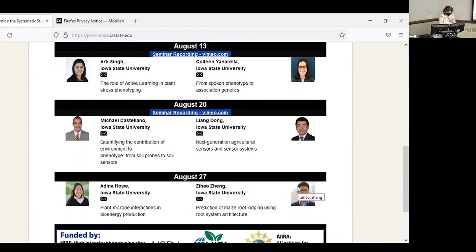Our first speaker is Adina Howe. Adina is an associate professor in the Department of Agricultural and Biological Engineering at Iowa State. She got a BS from Purdue in mechanical engineering and MS in environmental engineering, also from Purdue. Then at the University of Iowa, she got her PhD in environmental engineering in 2009. Adina's seminar title today is Plant-microbe Interactions in Bioenergy Production. And with that, I will turn it over to Adina.